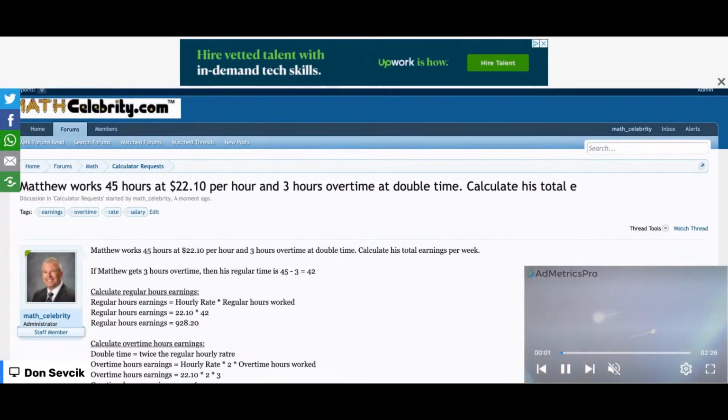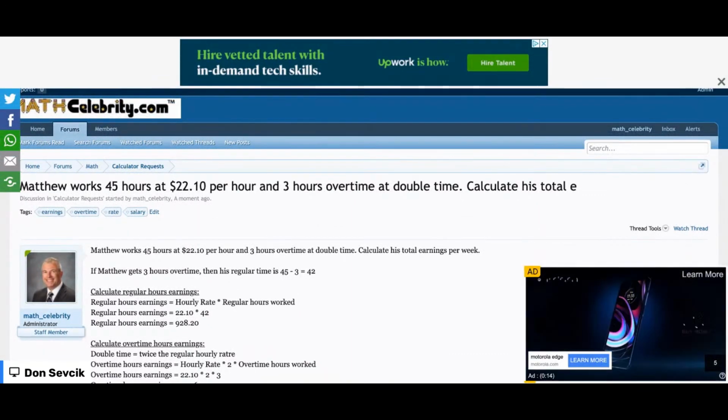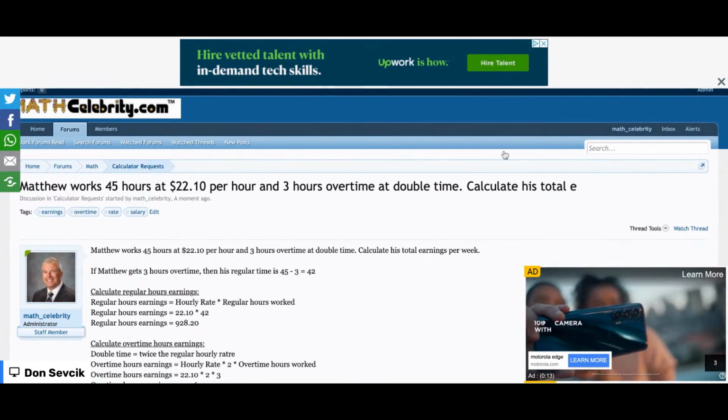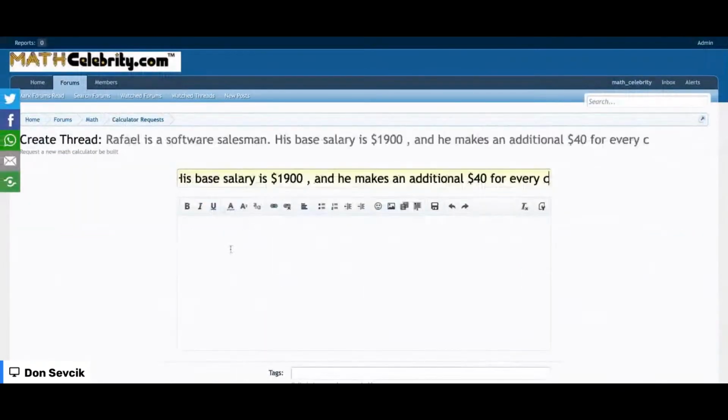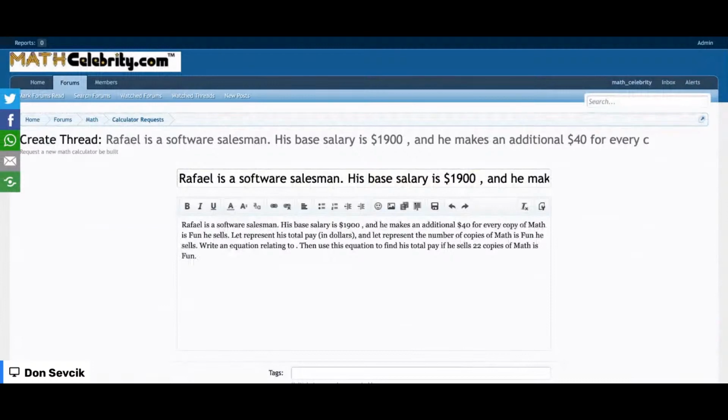All right. I was laughing at this one because I've known the owner of Math is Fun, who's another site in our space, for years now, and it was funny to see this.